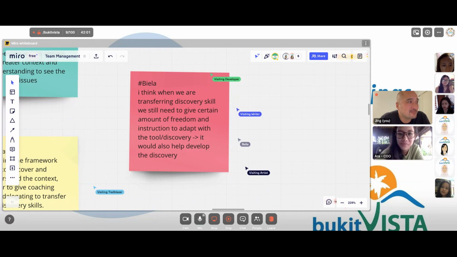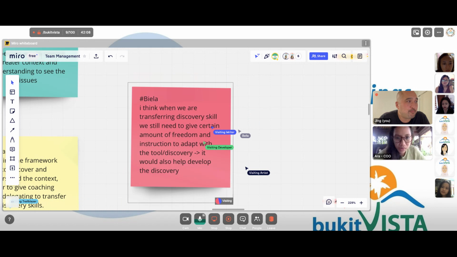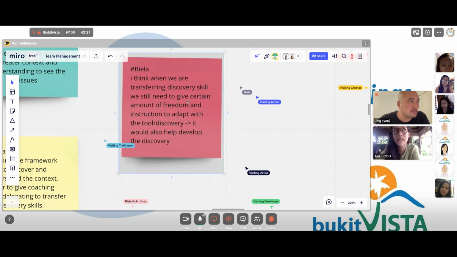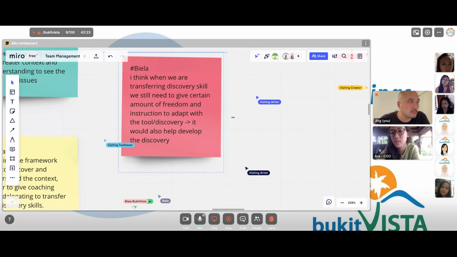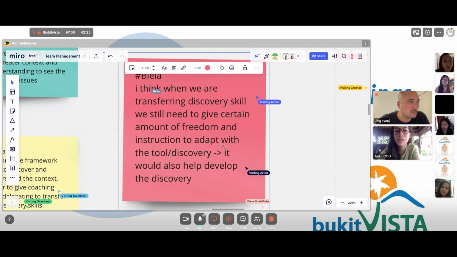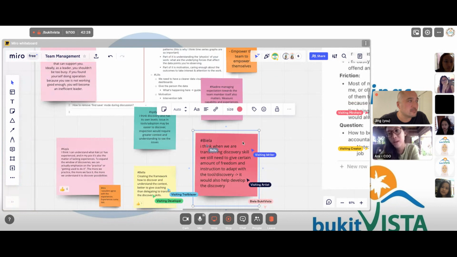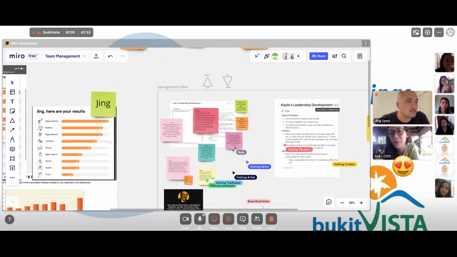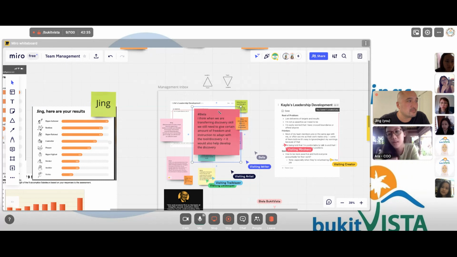Di sini Bila kan bilang, I think when we're transferring discovery skill, we still need to give a certain amount of freedom and instructions to adapt with the tools of discovery. It would also help develop the discovery. This is best practice that's been done in employee funnel. Like we do have guidelines, we do have existing tools, tapi that's not limiting, you know, because the tools that we currently have, maybe it's not the best one, right? Maybe by the time there will be better tools that can be used along the way.